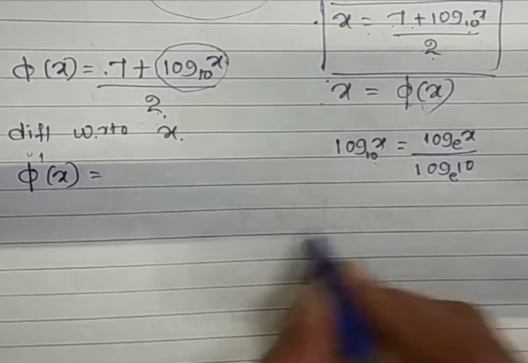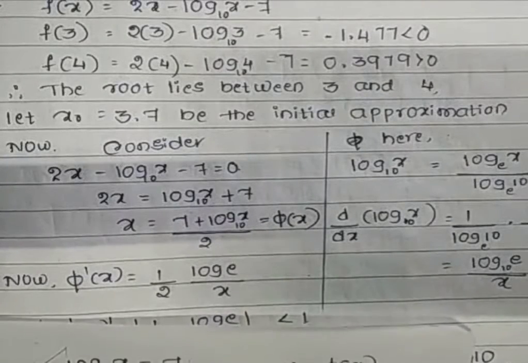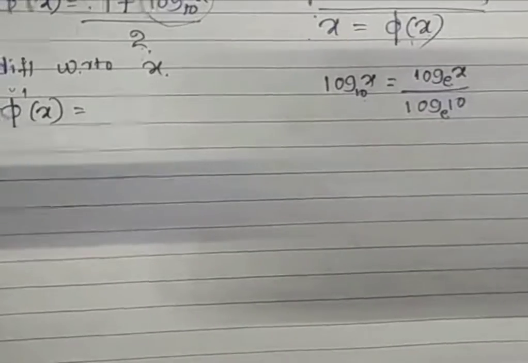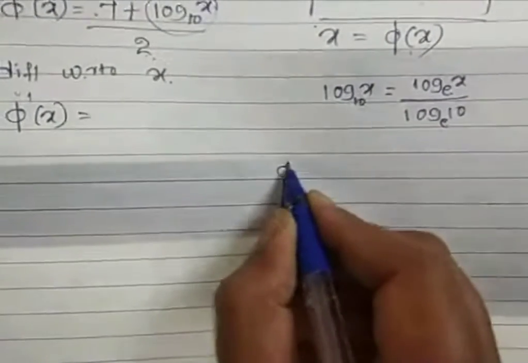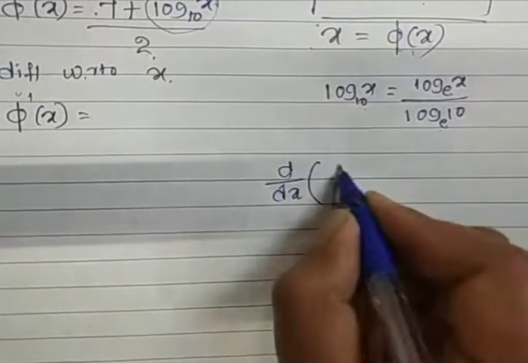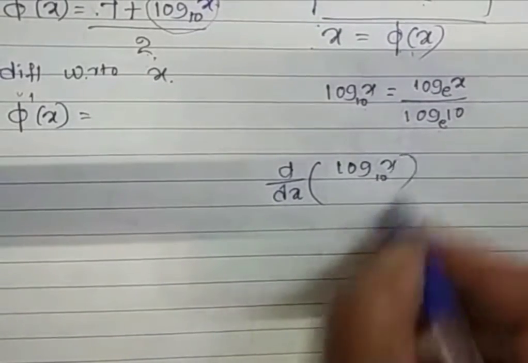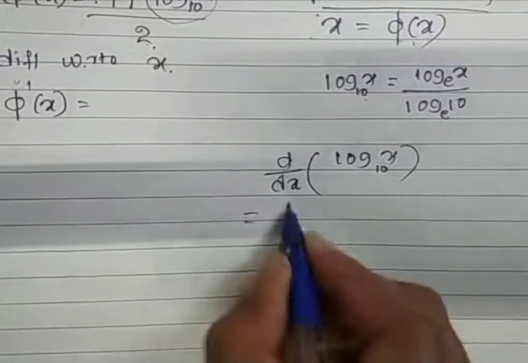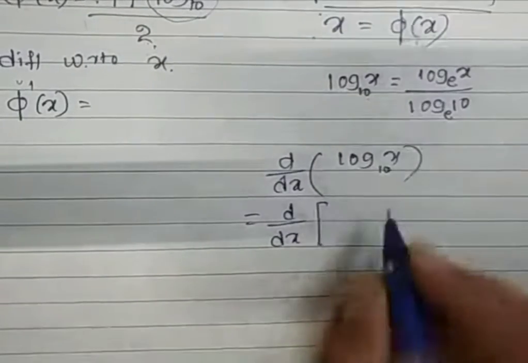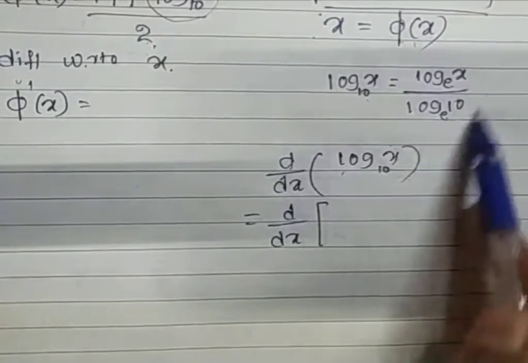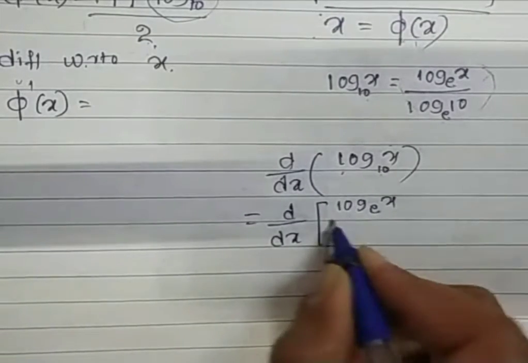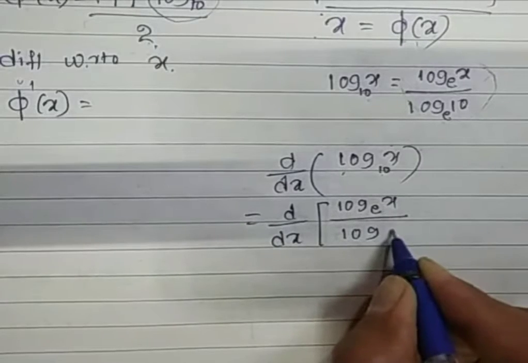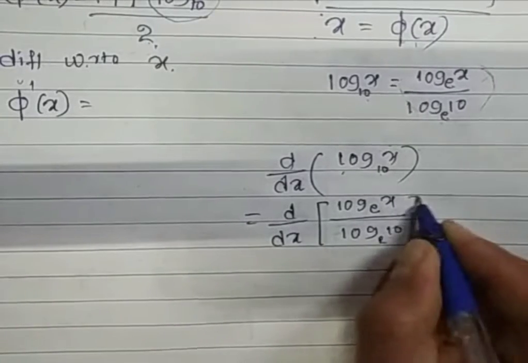Now, here we need to find the derivative of log x to the base 10. Derivative of log x to the base 10 we need to calculate. But this log x to the base 10, how we have expressed here? We can express it as log x to the base e divided by log 10 to the base e.